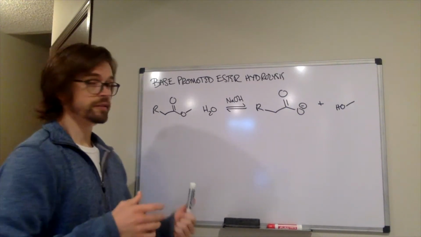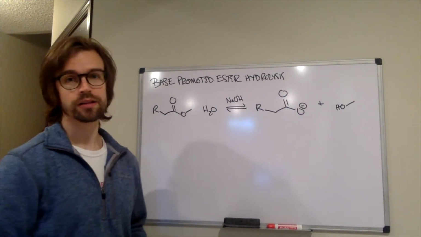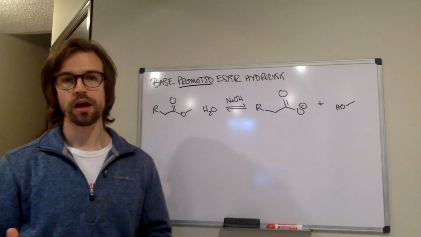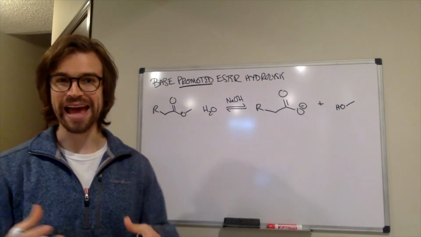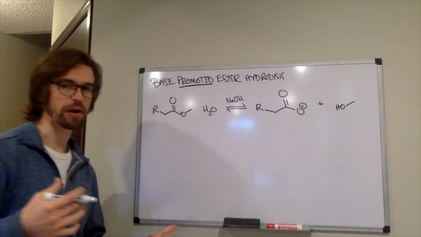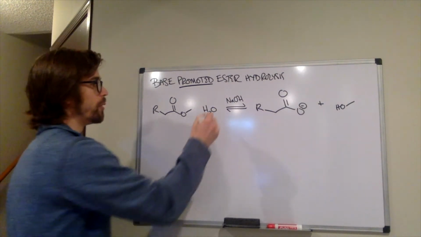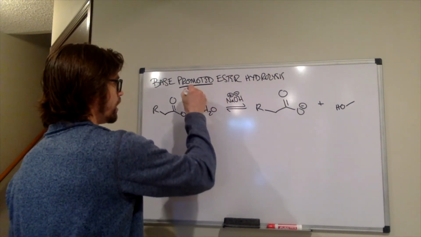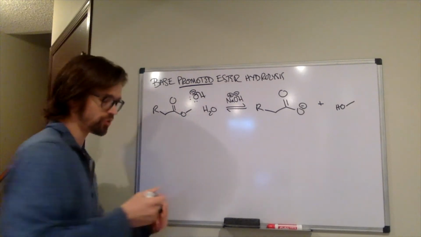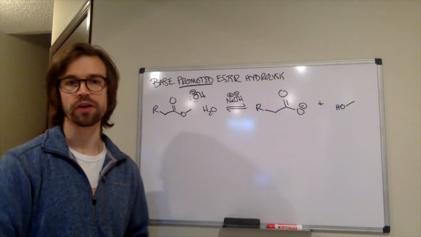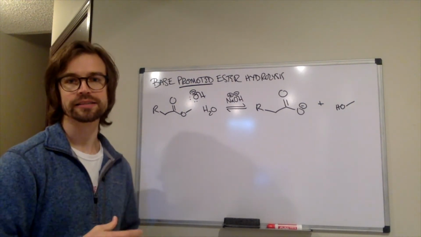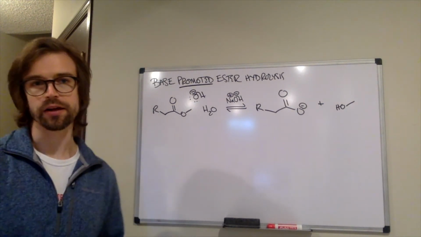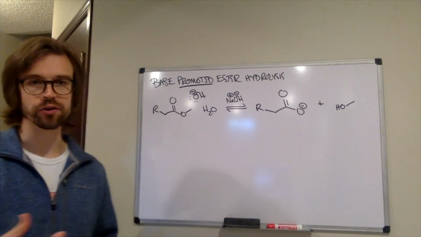So this is base promoted. Let's come back around to discuss why we say promoted. What we said earlier for the other version was acid catalyzed. This is base promoted. So let's think about maybe what that means soon. But we have some hydroxide around, some OH minus. That is a strong base/nucleophile, right? In the acid catalyzed ester hydrolysis, we only had water as our nucleophile. Here we have O minus, a much stronger nucleophile.